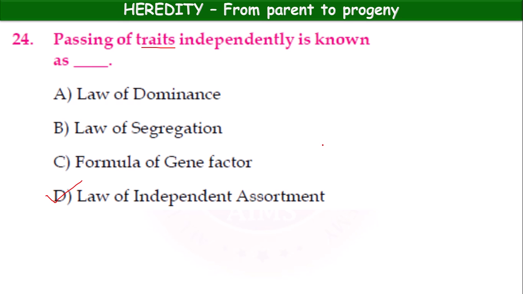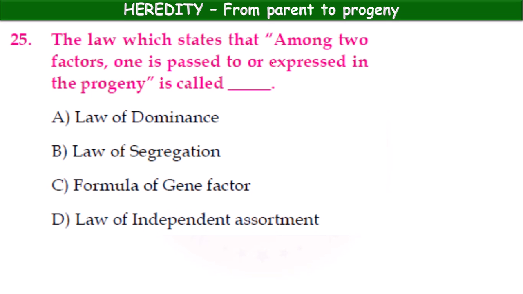Option D. The law which states that among two factors one is passed to or expressed in the progeny is called law of dominance, law of segregation, formula of gene factor, law of independent assortment. Which one? Law of dominance, because among two factors one is passed to or expressed in the progeny, that is called as dominant. Law of dominance, option A.